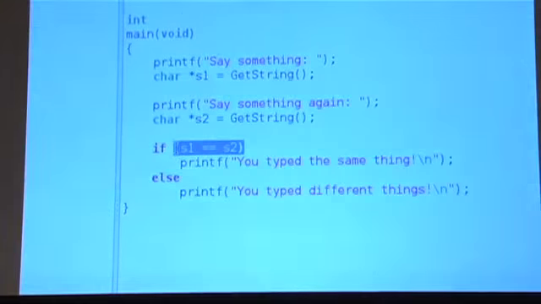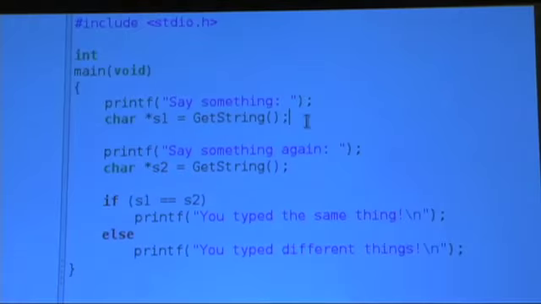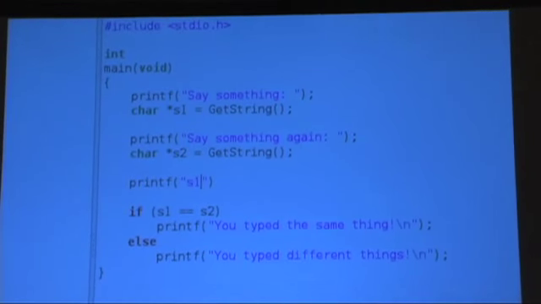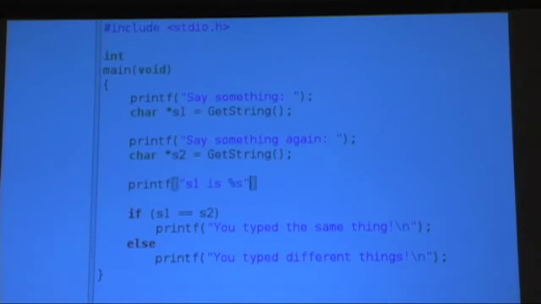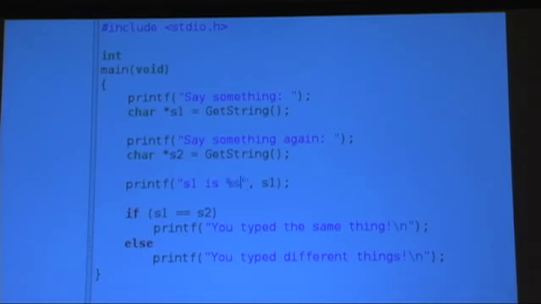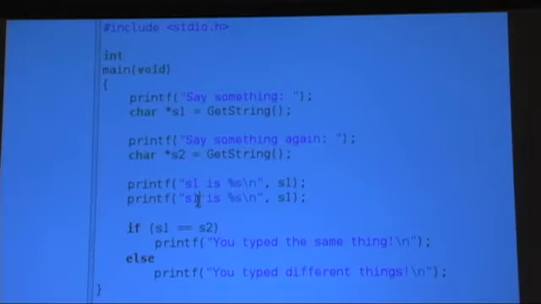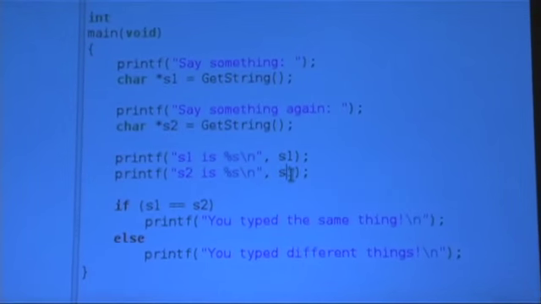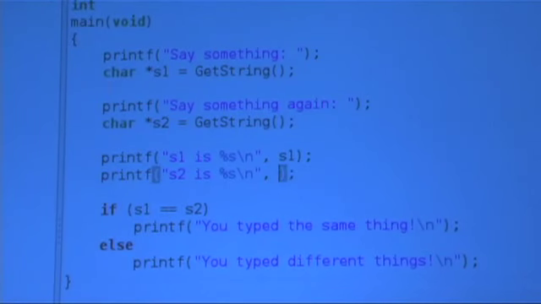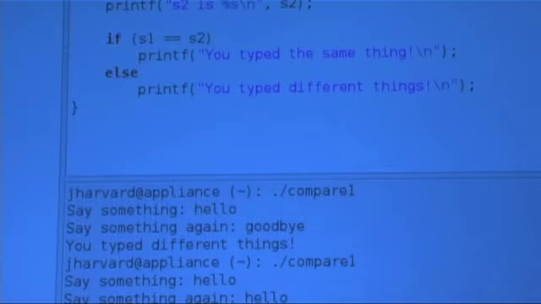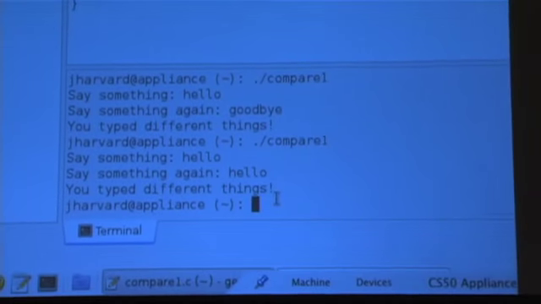So S1 equals S2. Let's actually print this out. So let me just make some temporary space here. Printf, and I'm going to say S1 is %s, comma, S1, semicolon. And actually, let me put a new line in there. And now I'm going to also say S2 is %s, paste in S2. So S1 is something, S2 is something. Let's go ahead and compile this again. So let me go down to my terminal window.